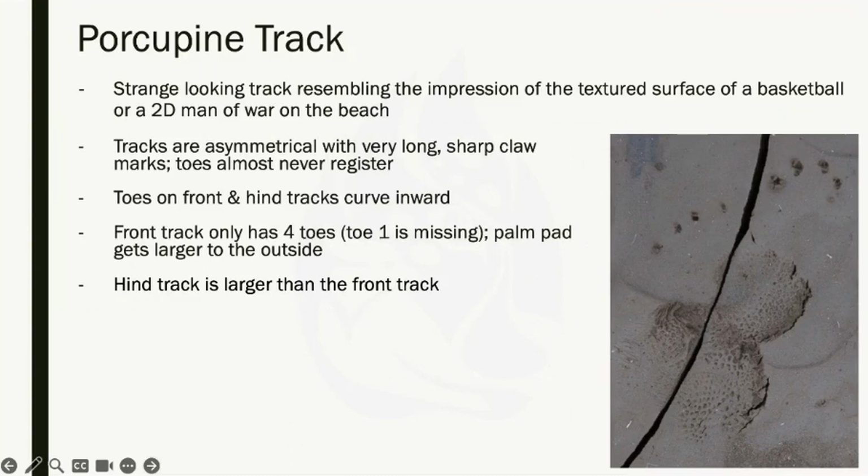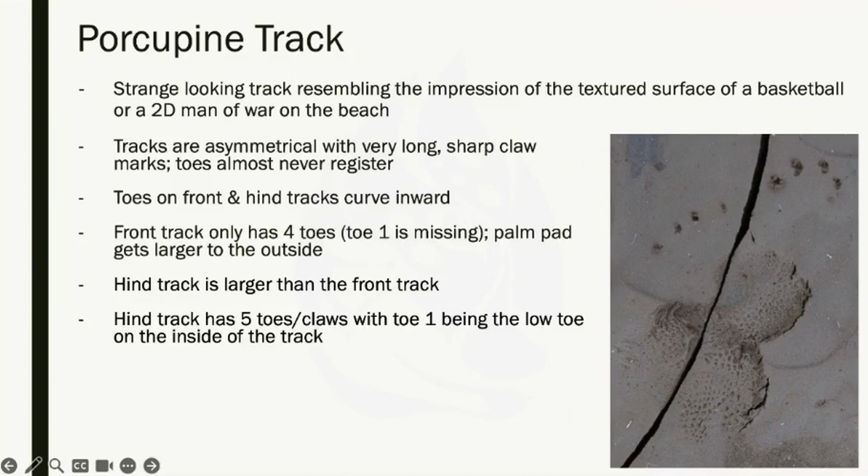One of them is lost here in this crack, but you can see just a little bit of that registration. You can see five nail marks, and they're very much curved across the top here. So that's how you can differentiate front and hind. Toe one, again, with the vast majority of species, is on the inside of the track, so these are obviously right feet in this case.